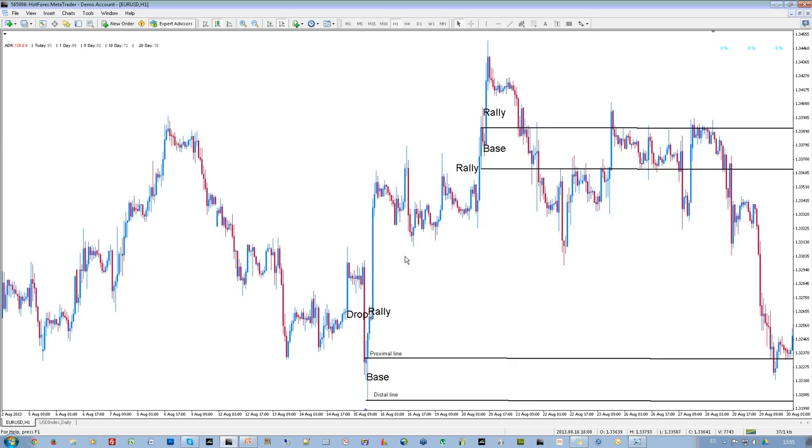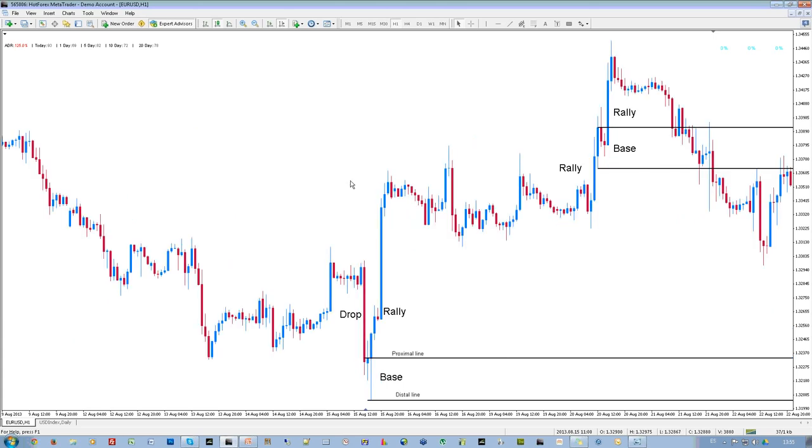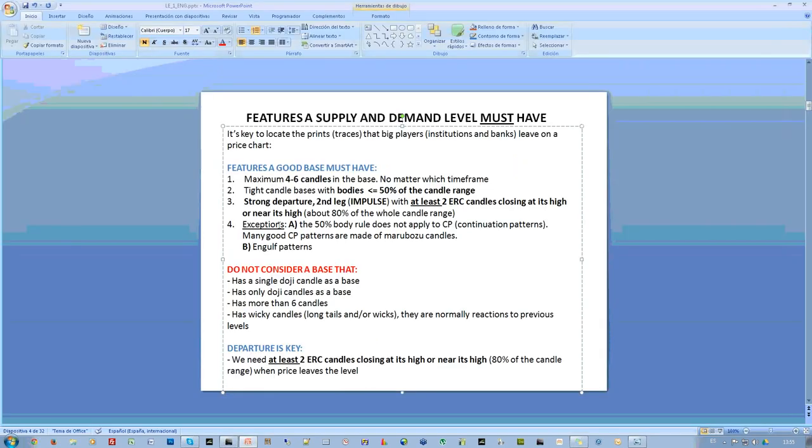So it just has to stand out. This is the leg, it stands out. We have an imbalance there, an imbalance here, and here, and here. You see here, a big imbalance. So it just has to stand out: long extended range candles, at least 2.